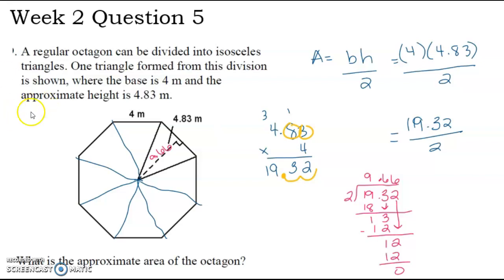What is the approximate area of the octagon? Okay, it doesn't want the 9.66. This triangle is 9.66. It wants the area of the whole thing. So I know this is 9.66, this one's 9.66, they're all 9.66 once you figure that out. So you can either add them together, or I can do 9.